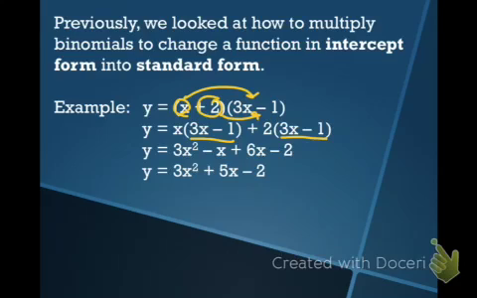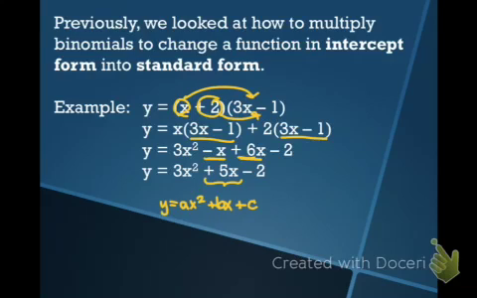Normally we skip this step when we're writing it out, but I wanted to show this to you for a very important reason. After we do that, we have two middle terms. Both of them are x terms. They're like terms, and when we combine them down, that's how we get our middle term here. Now this is in standard form, which remember is y equals ax squared plus bx plus c. A, b, and c. In this case, a would be 3, b would be 5, c would be negative 2.